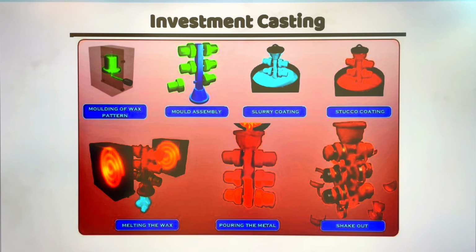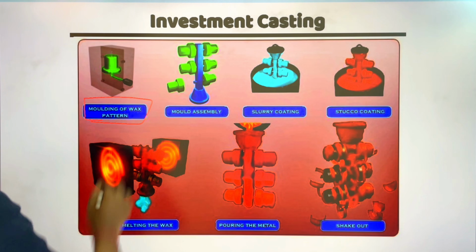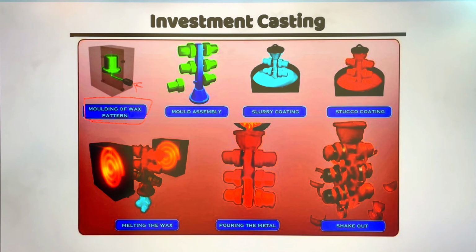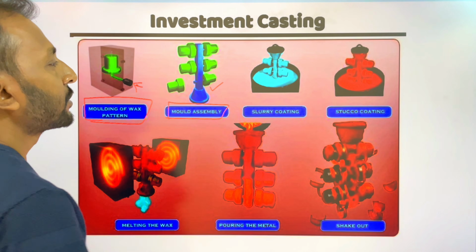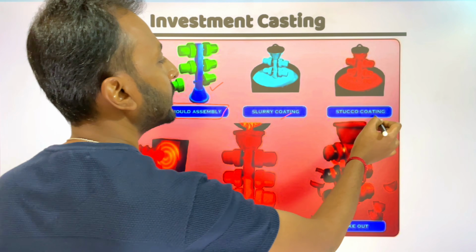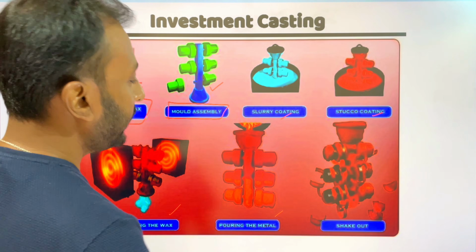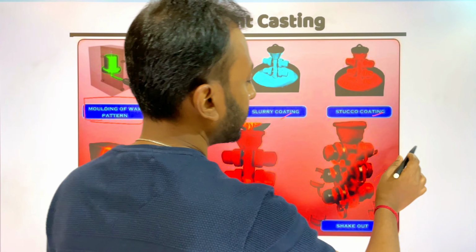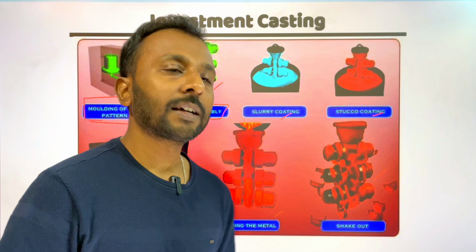So here in this slide we can see the steps one by one clearly. First one is the wax pattern. This is the wax pattern made using injection molding. Next is mold assembly, creating the wax tree. Next is slurry coating. This is the stucco coating. Next the melting of the wax. Next the pouring of the metal. Next the shake out. So these are the steps. So we have understood the investment casting process.